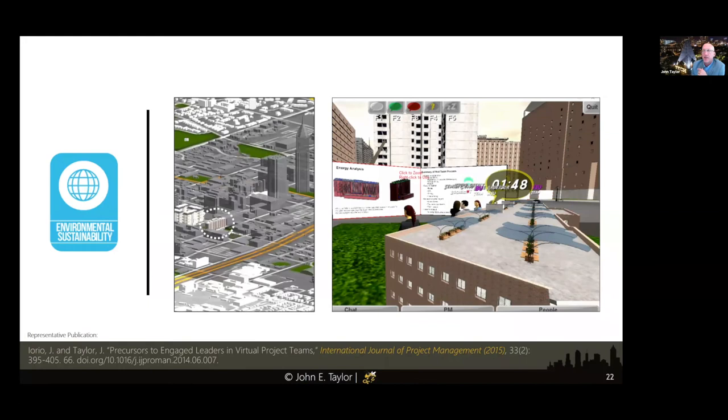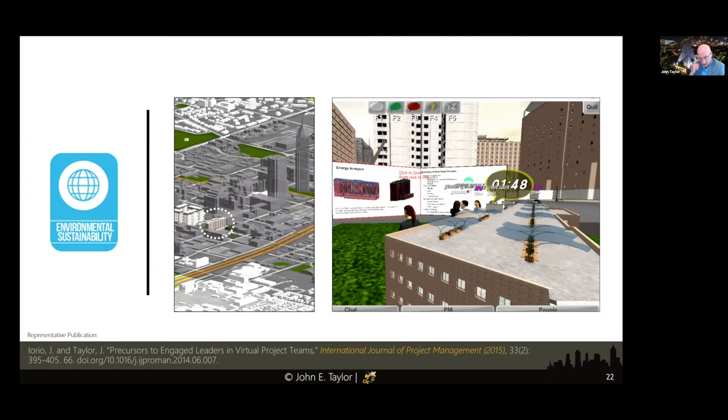Okay, so in the area of environmental sustainability, I mentioned the class that we did involving universities from around the world, where they were working on a single building. We have created a virtual version of the city of Atlanta and wondered why not put the students into the virtual version of the city to take the class.